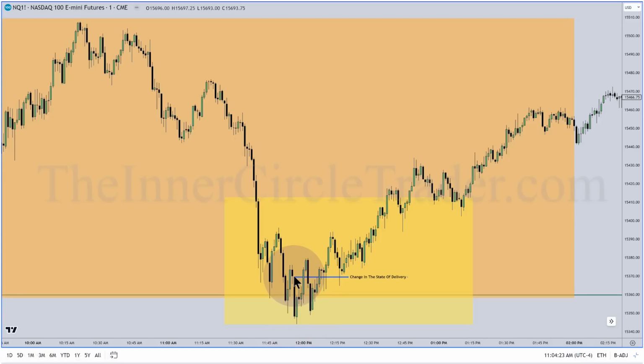The change in the state of delivery is when that candlestick's opening price is crossed right there for the first time. When that happens, then and only then, never before, never another time in the future, that validates this down close candle as a bullish order block. Now, why? What makes that an order block?